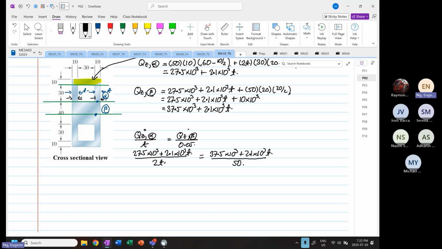So we are almost there, okay? So now we just need to cross multiply. So 27.5 power 3 times 50 is equal to 1.375.